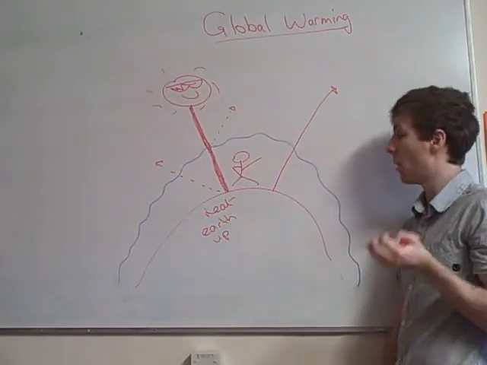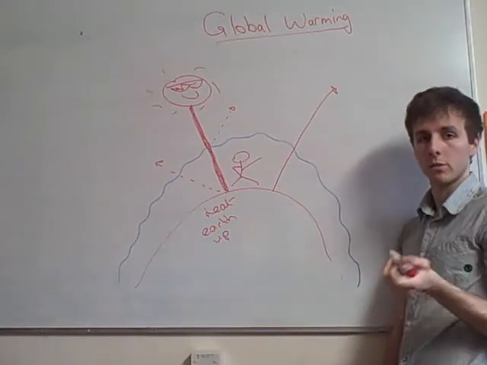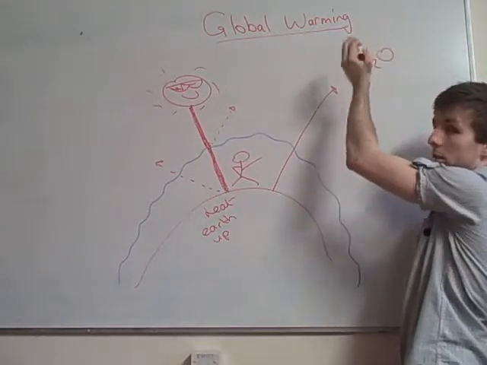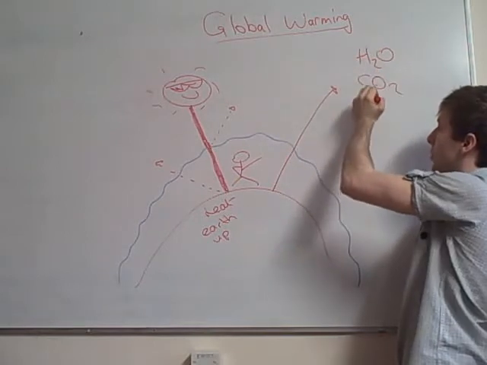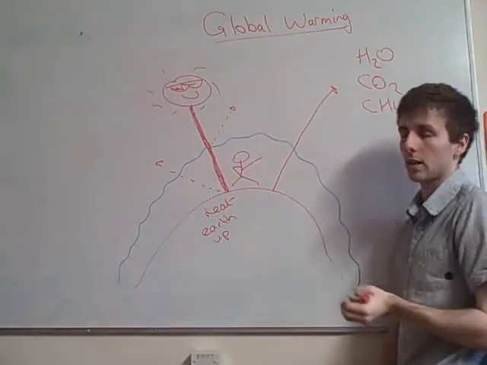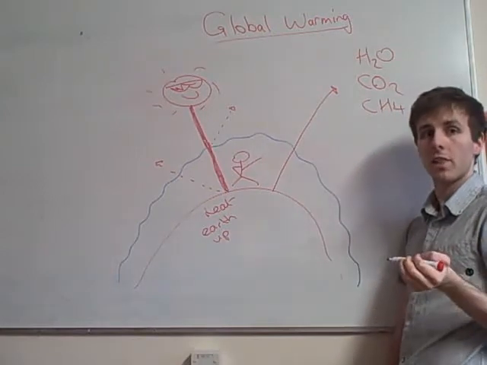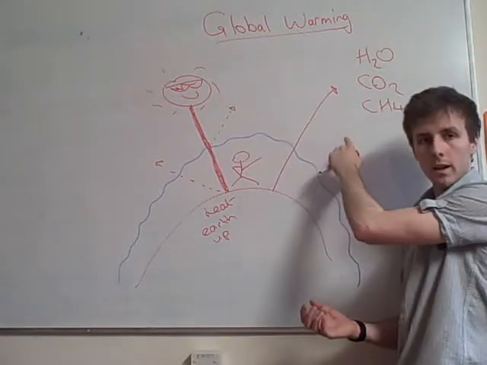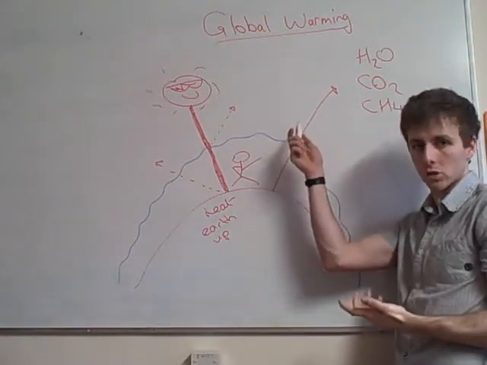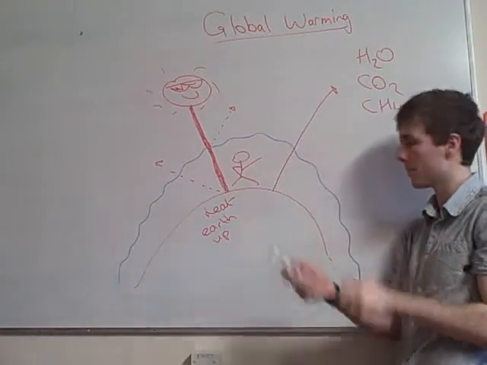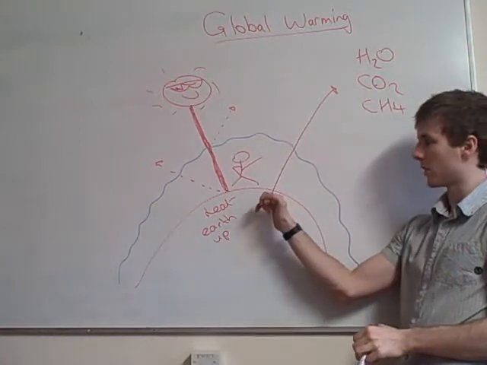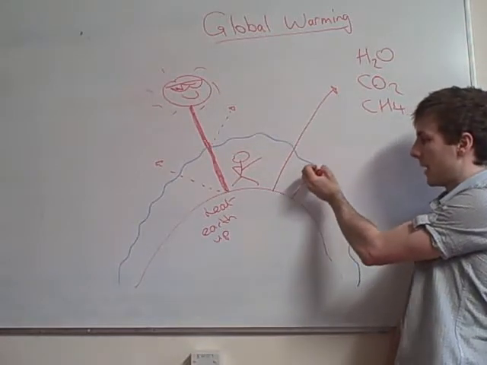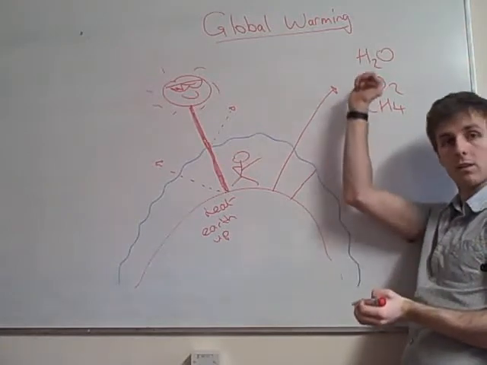That's what should happen. But now what we've got is loads of greenhouse gases in the atmosphere, namely H2O, water, CO2 and CH4, so carbon dioxide and methane. And basically what they do is they can absorb the infrared radiation being given out by the Earth, because heat energy is just infrared radiation, they're one and the same. So usually the infrared radiation goes straight through the atmosphere. Now, as it goes through the atmosphere, it gets absorbed by mainly these three gases.